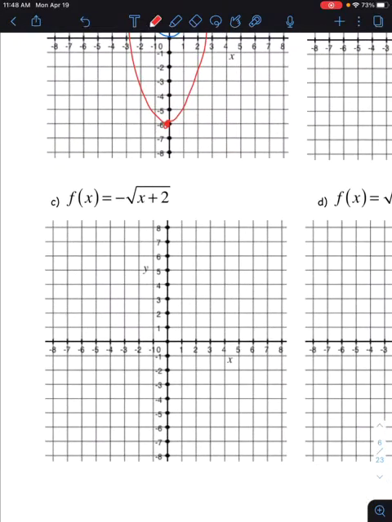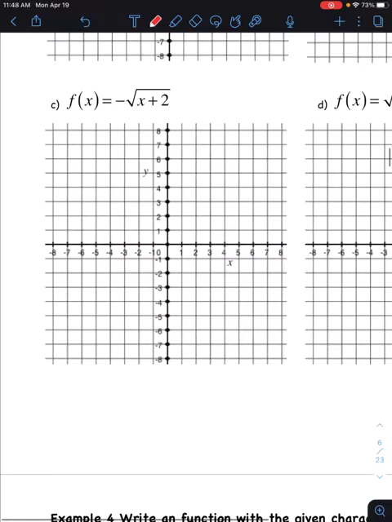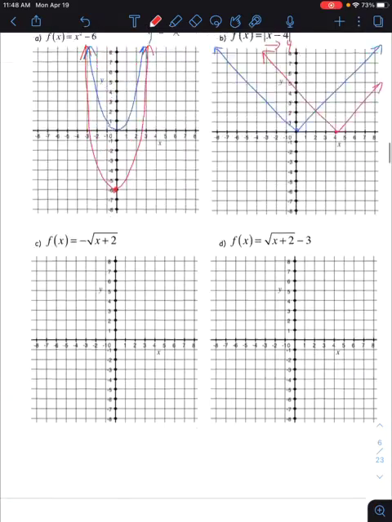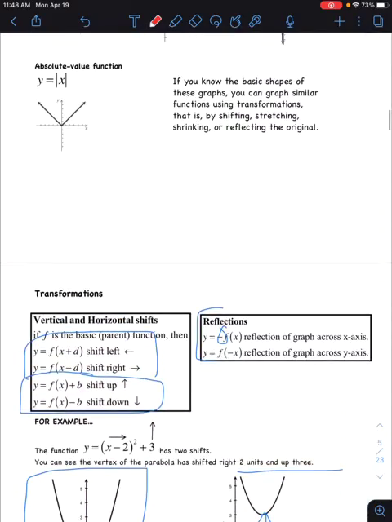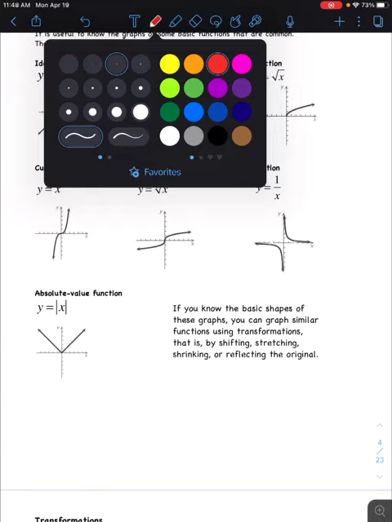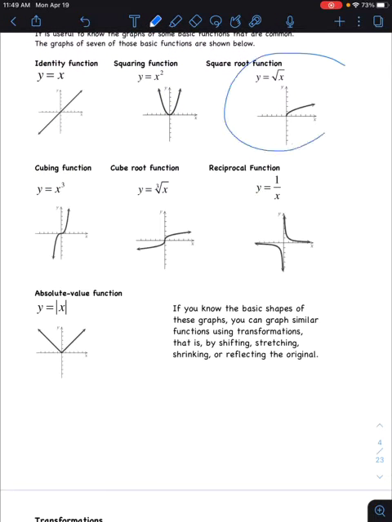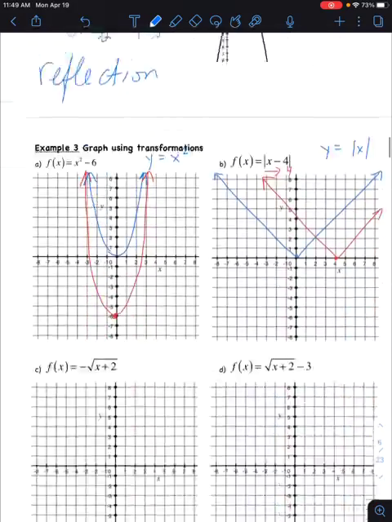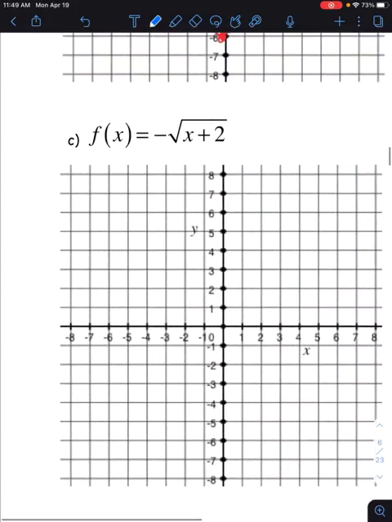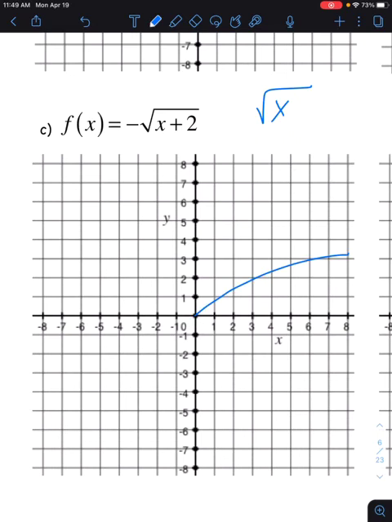Okay, let's try another one. This one's one we're not familiar with. We haven't really used this one ever. Square root. Let's take a look back up here. What's the square root one look like? It's going to look like this one, the square root function. So I go down here. So the normal would be square root of x, which would be at the origin, and it kind of goes this way.